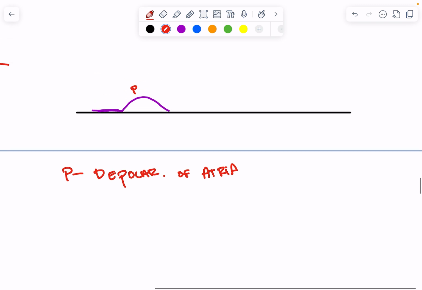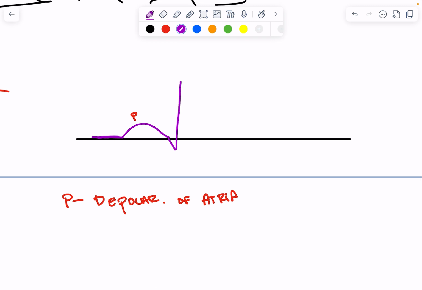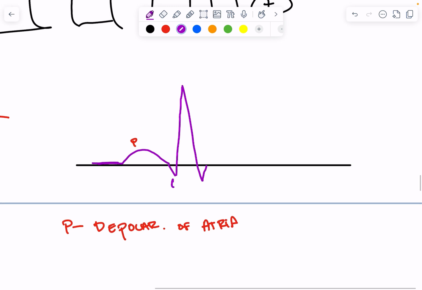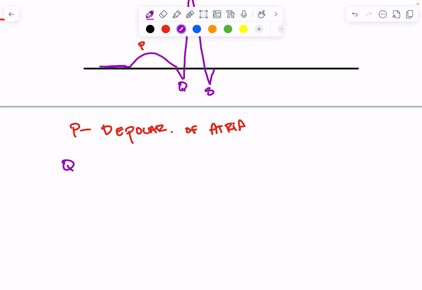Next, we're going to see something called the QRS wave, or the QRS complex. You're going to see a slight dip in the depolarization, and then a really sharp increase. It looks something like this, and then a decrease again, and then a return to level. I'll continue on in a second. So this is our QRS complex.